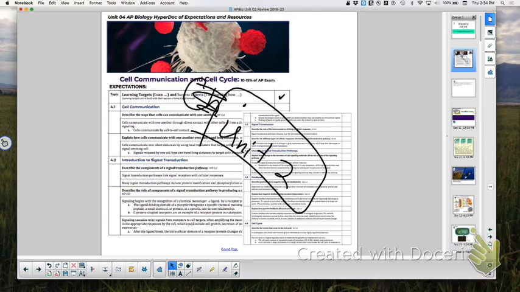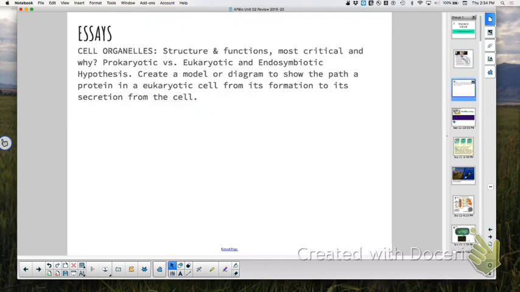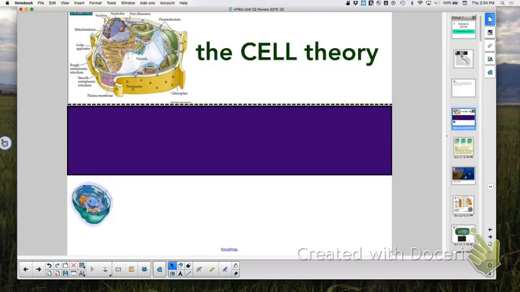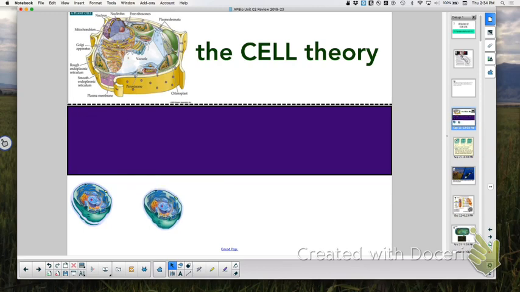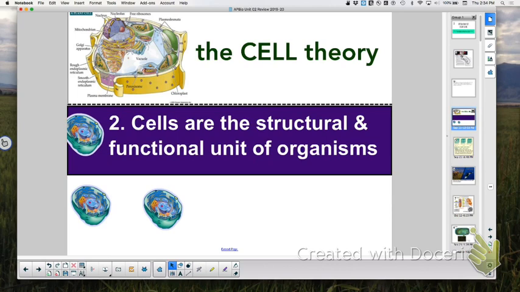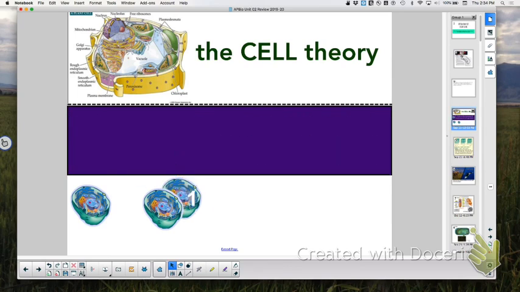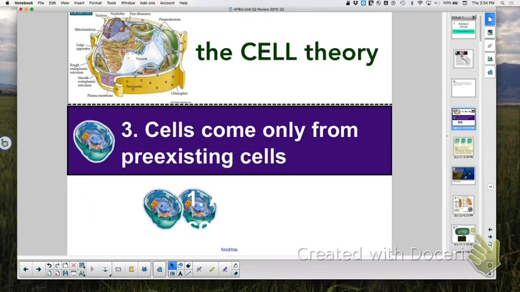Okay, and what does that have on the top of it? Some cells probably. The first thing on this one was the structure of a cell, the size of a cell, that's what we started off with, and the cell theory. So do you remember the parts? All living things are composed of cells. Then what? Cells are the structural and functional unit of all organisms, and cells only come from pre-existing cells.